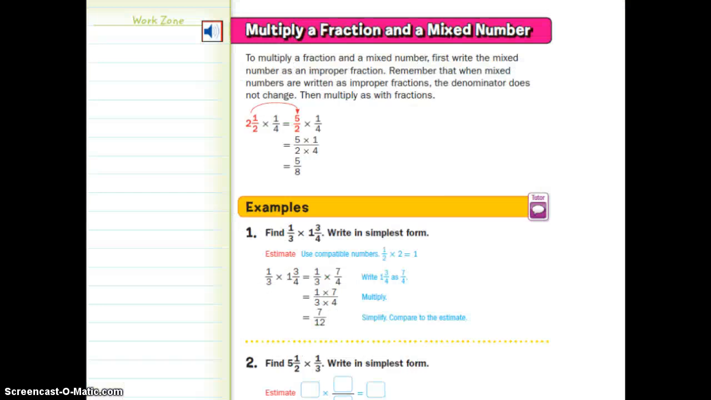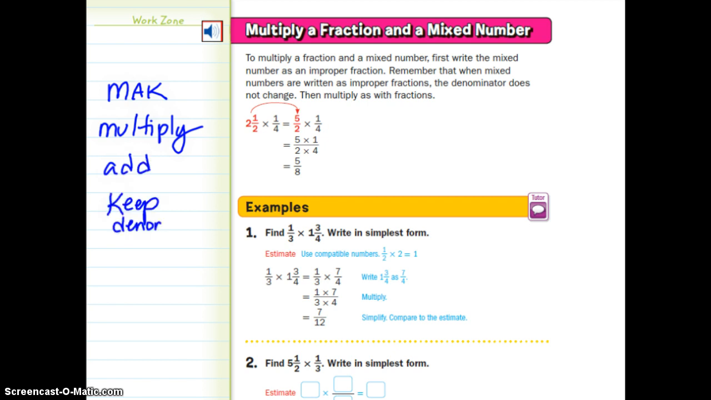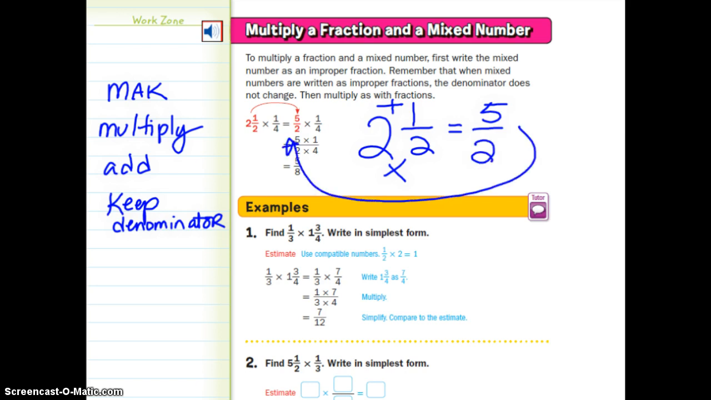Turn the page. When multiplying a fraction and a mixed number, you have to turn them into improper fractions. And again, MAC: multiply, add, keep the denominator. So we have 2 and 1/2. 2 times 2 is 4 plus 1 equals 5 over 2. And again, we have 5 over 2.